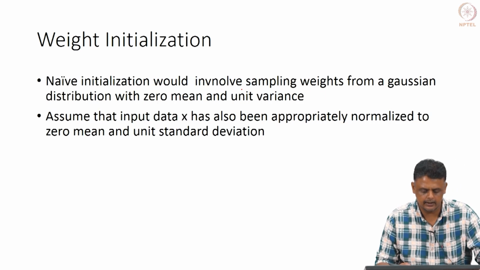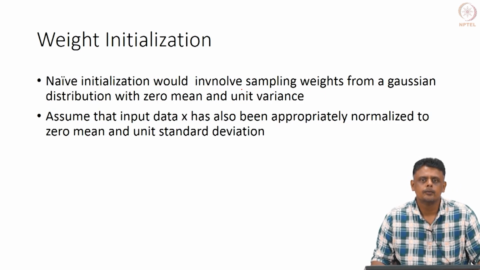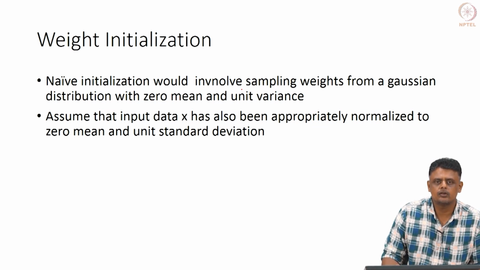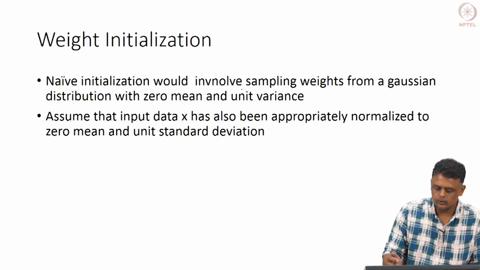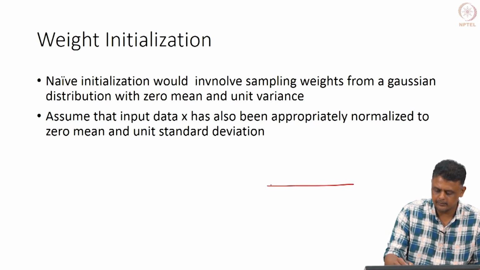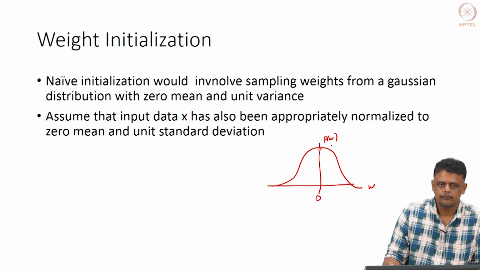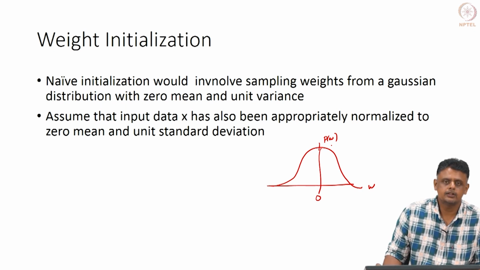So, how is this typically done and what are the problems? A naive initialization would involve sampling weights from a Gaussian distribution or a uniform random distribution with 0 mean and unit variance. And so, your distribution of weights for one weight, let us say, or a bunch of weights will look like this. This is W and this is the probability of W. Typically, this is a distribution from which you will pick.